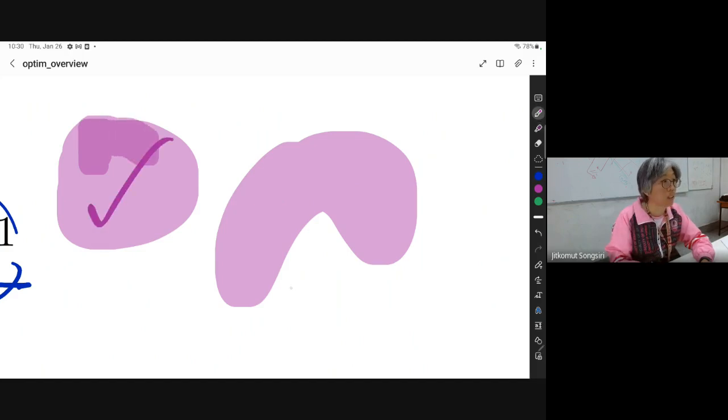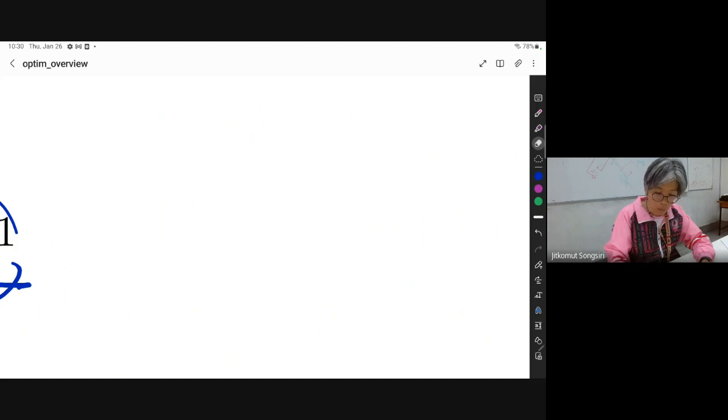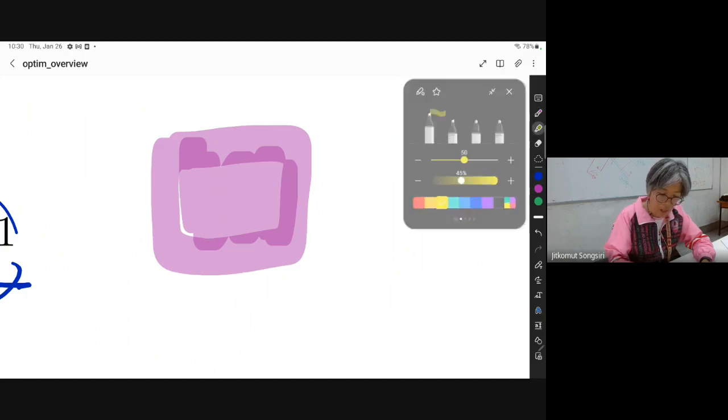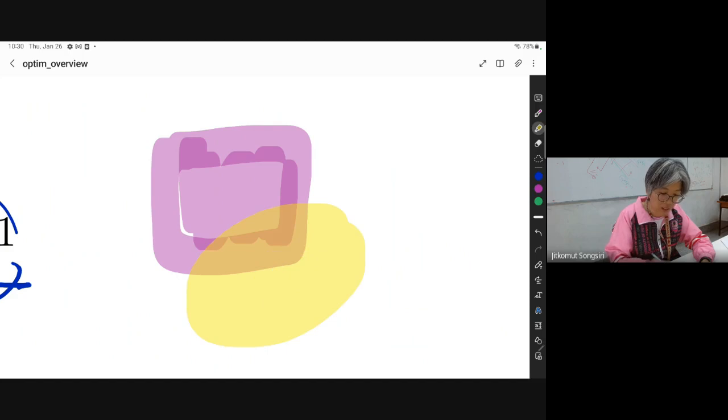The second one is not, right? Obviously. Maybe it's too easy. What about just a rectangular box? Now I have another set, the yellow thing. Now I have two sets, all right? Now the union of these two sets is convex or not?